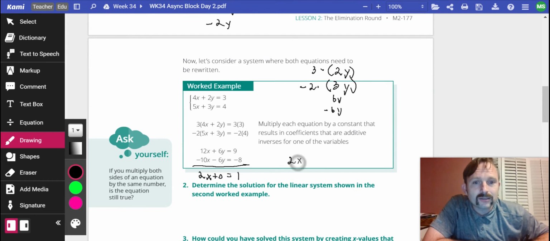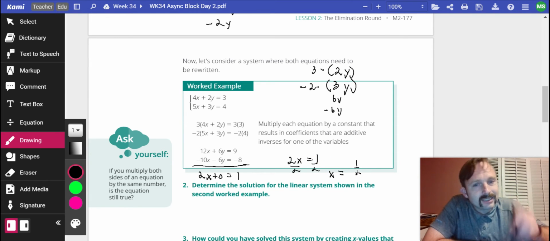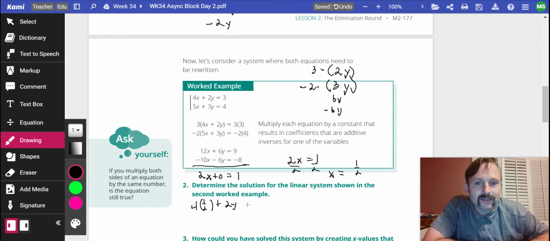So 2x equals 1. So x is equal to, divide by 2 on both sides, 1/2. Take that number and plug it back into the equation. So 4 times 1/2 plus 2y equals 3. Half of 4 is 2. 2 plus 2y is equal to 3.